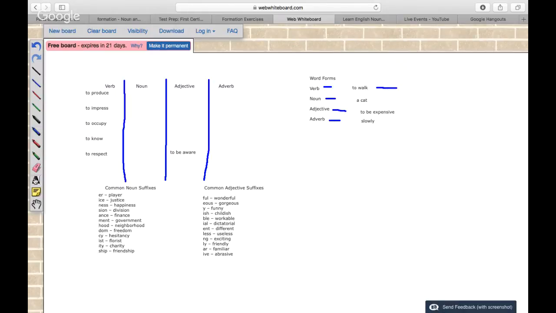So for example, to walk, this is an action. A noun is a person, place, or a thing. An adjective describes something. It's a quality, a characteristic, and it describes something. An adverb also describes something.